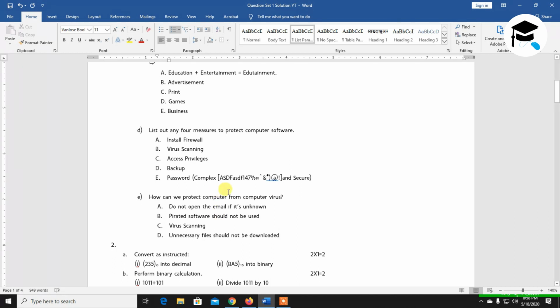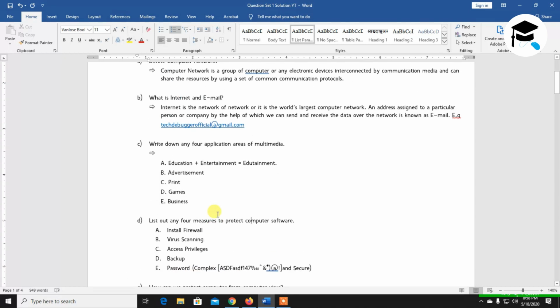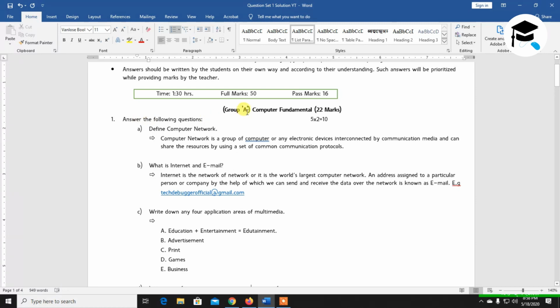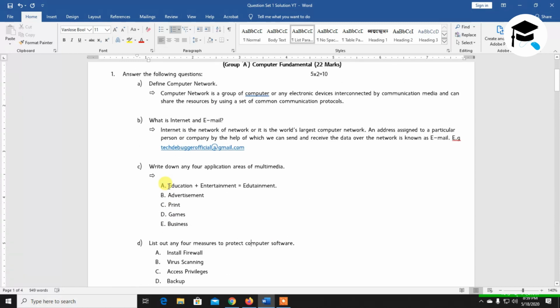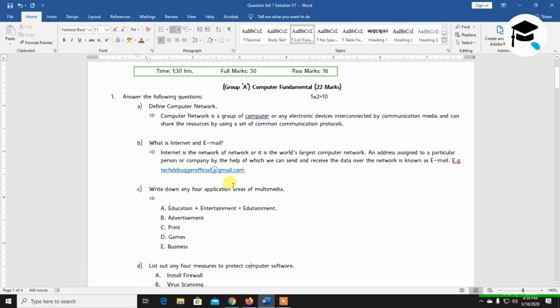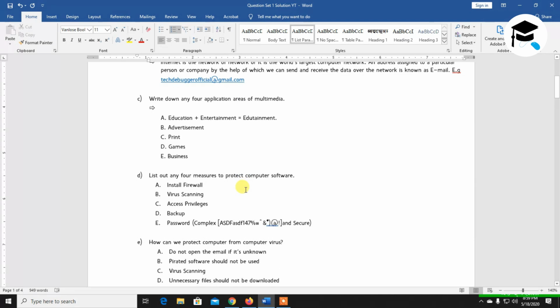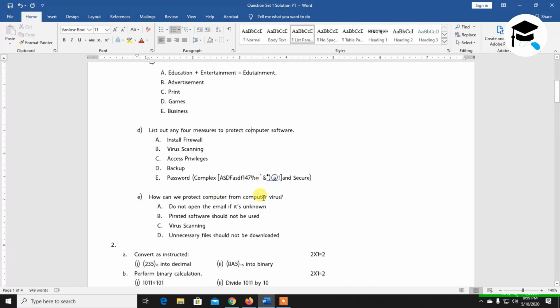So these were the points which could help the computer to be safe from the computer virus, as well as you can protect the computer software by following these major steps. So I hope you have understood all the answers of question number 1, group A. Five questions are there, A to E: computer network, email and internet, application areas of multimedia, and steps to follow in order to protect the software of computer as well as computer from the computer virus.